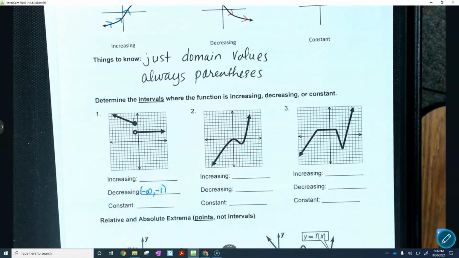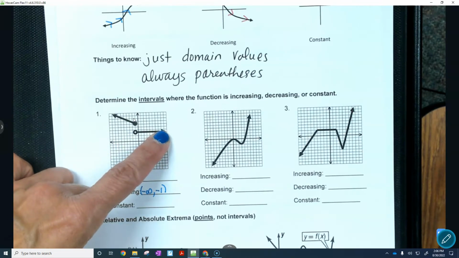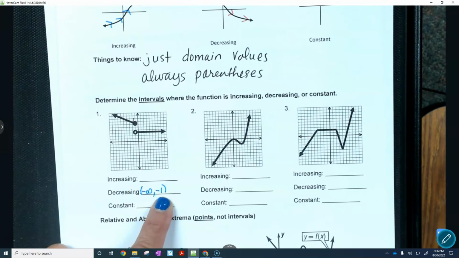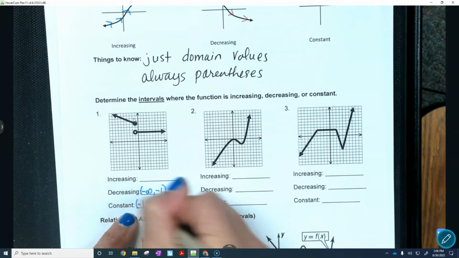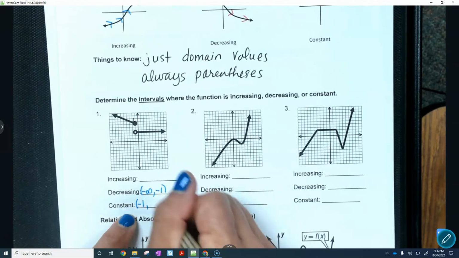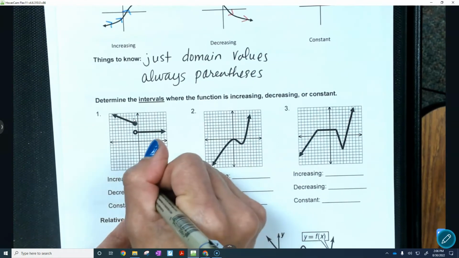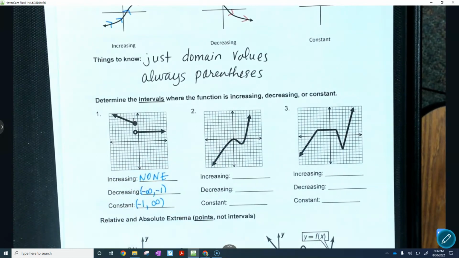And then it pivots and it starts being constant. So as soon as I leave -1, I'm going to go to my constant blank. And it's going to be constant along the x-axis from -1 to positive infinity. You did not have any increasing behavior on number 1. Let's take a look at number 2.